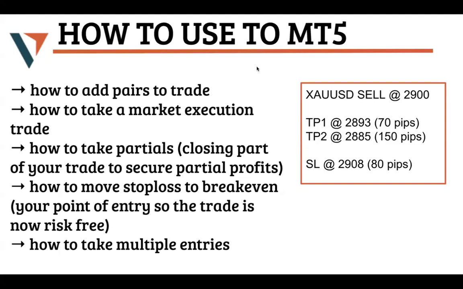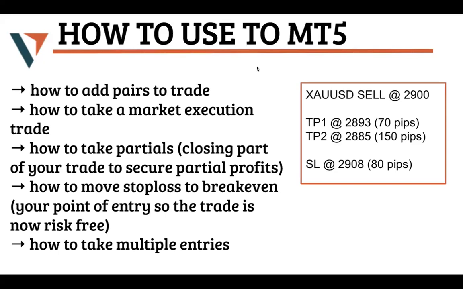But we're also going to go through how to take multiple entries on a trade idea. So for example, you can see on the screen, there are 2 TPs, that is 2 take profit points for this signal. So you will need to take 2 entries on this trade if you are wanting to hold to TP2. Okay, so what I'm going to do is share my other screen so that I can actually go to MetaTrader 5 and walk you through these things step by step.